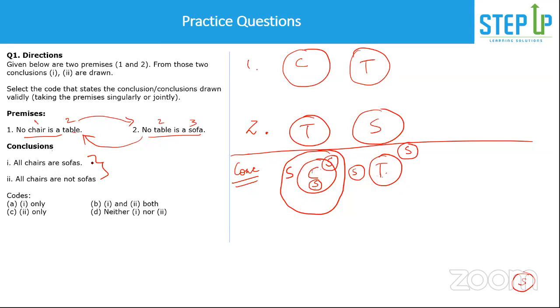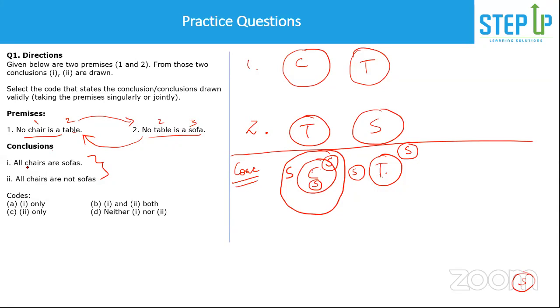Now, all chairs are sofas. For example, if I say all chairs are sofas, now imagine chair was here. But what if sofa was this? Correct? This is also a possibility, right? Where table is here, chair is here, sofa is here, or sofa is here, or sofa is here.